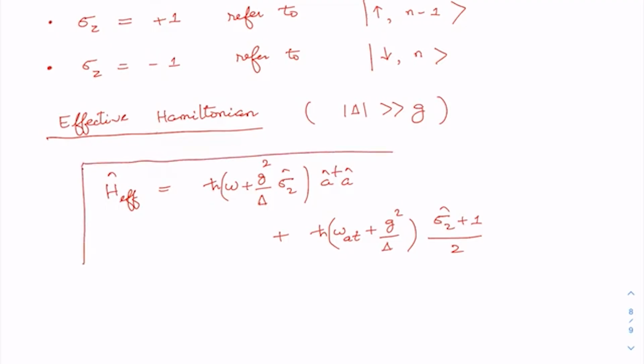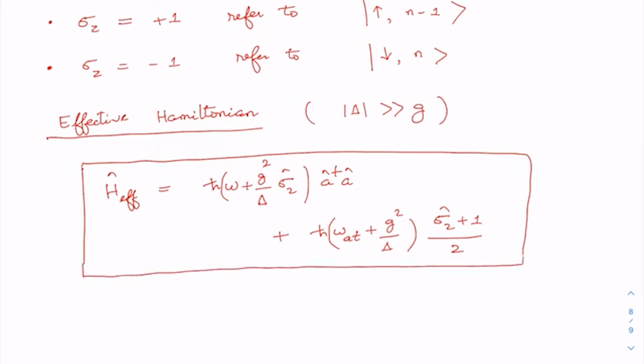So this is the effective Hamiltonian for the model in the dispersive case. In fact, this Hamiltonian could be written in some other different forms as well, but I will not go into those forms of the Hamiltonian.